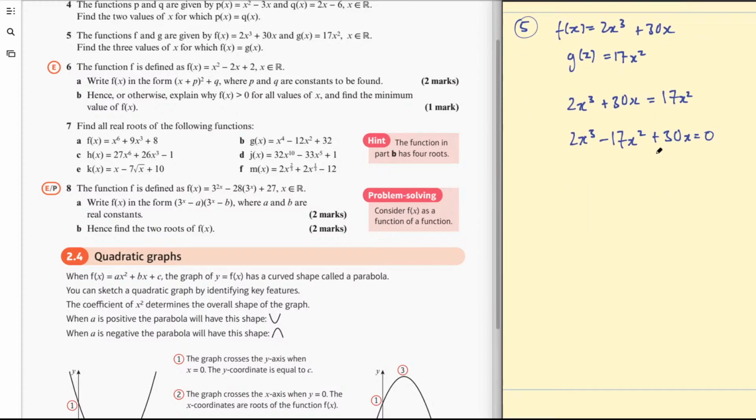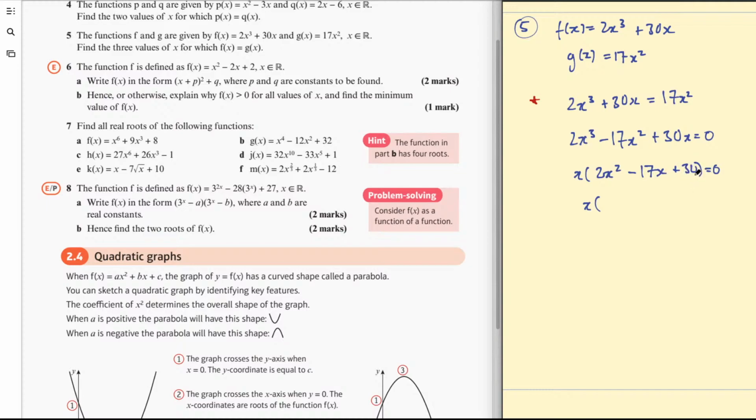And then what we were doing was firstly factorize the x out. So we've got x times 2x squared take 17x plus 30. And then we factorize this quadratic. And remember, we pointed out that at this point it's important not to divide through by x because you eliminate one of the values, which is x equals 0. So do not divide through by x at this step, rather factorize the x out as we're doing. And then let's see if we can factorize this.